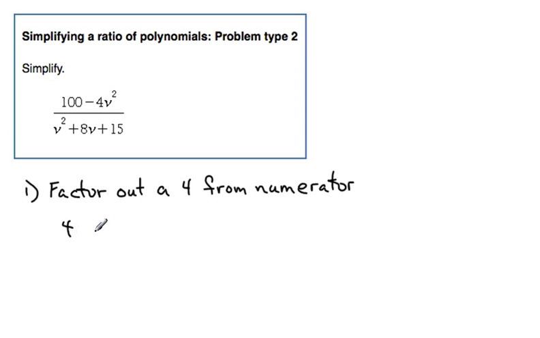So let's write 4, parentheses, 100 divided by 4 is 25, minus 4v squared divided by 4 is simply v squared, over v squared plus 8v plus 15.